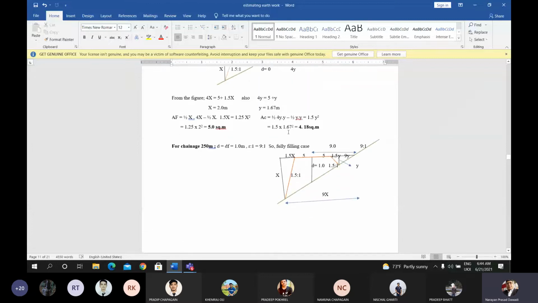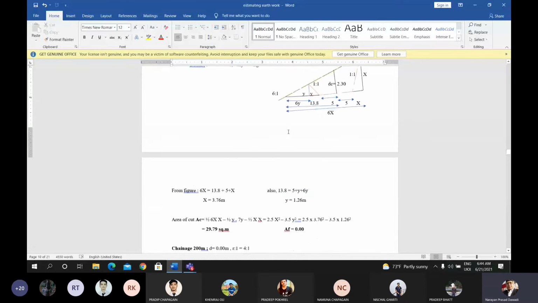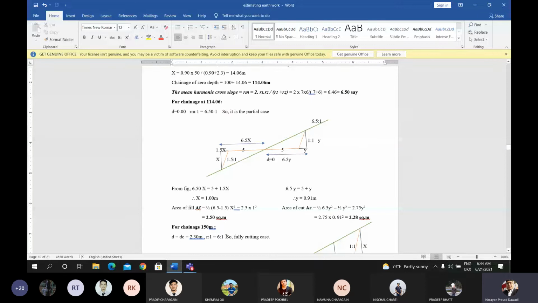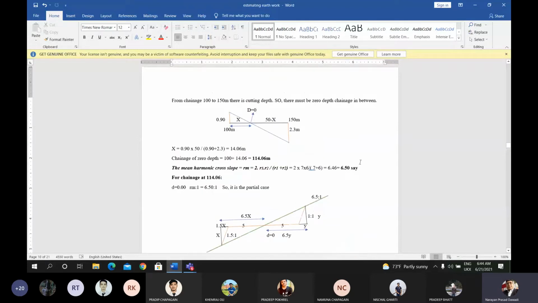You can calculate the mean harmonic cross slope for the chainage of 114.06 meters as 2 r1 r2 divided by r1 plus r2. Here r1 is the preceding slope, and r2 is the succeeding slope. You put these values in this equation. 2 into 7 into 6 divided by 7 plus 6 will give the value of 6.46.